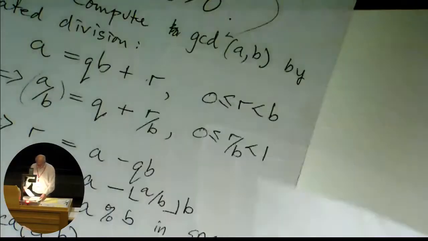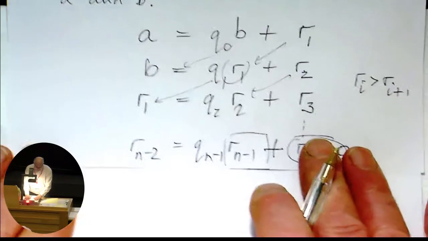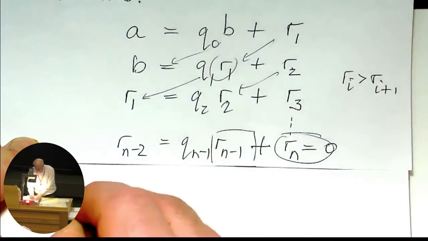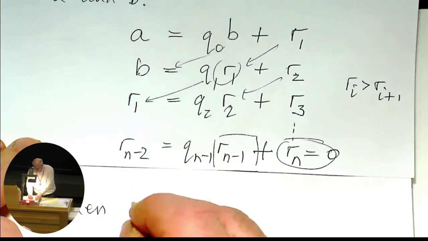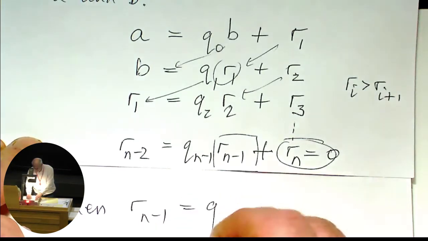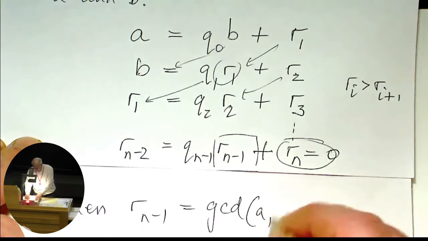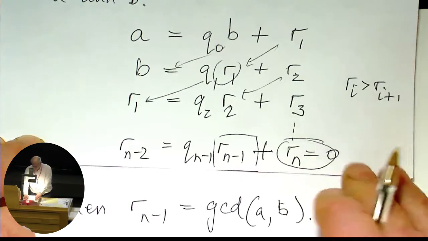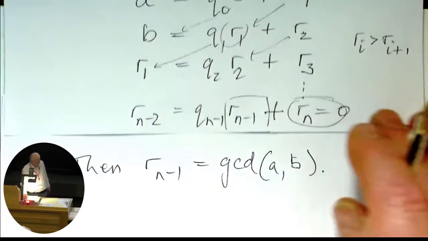And so if you trace it back, this number, r_{n-1}, will certainly divide both a and b. Again, I'm not going to justify this, but then it's easy to see that r_{n-1} is indeed the greatest common divisor of a and b. That's how Euclid's algorithm works.